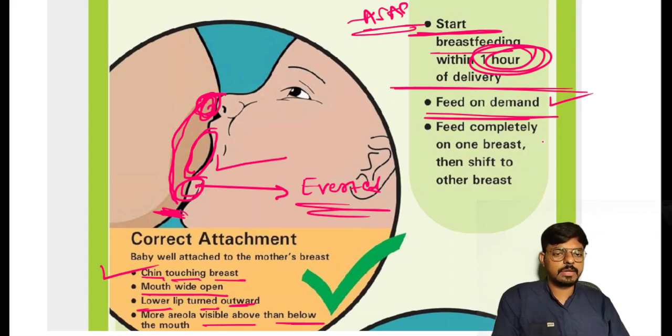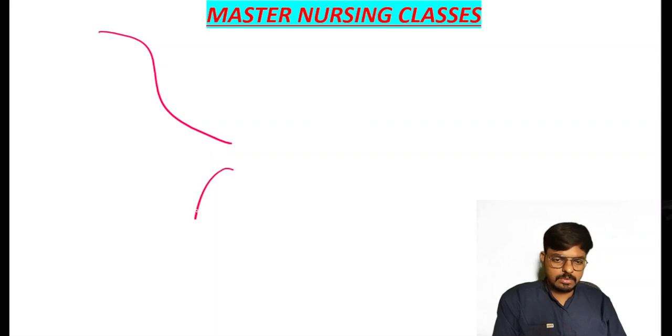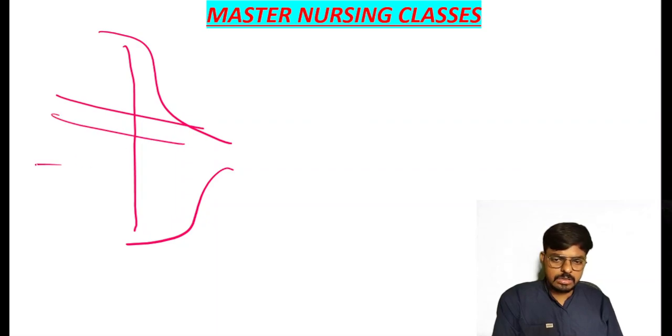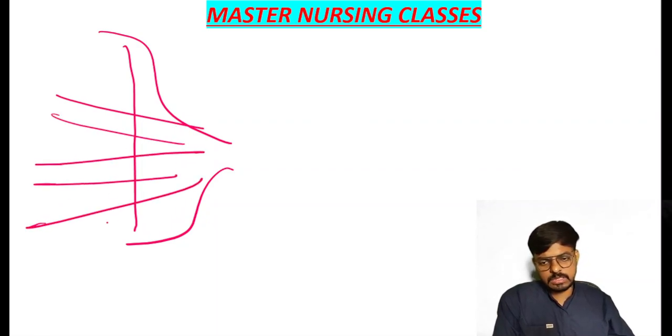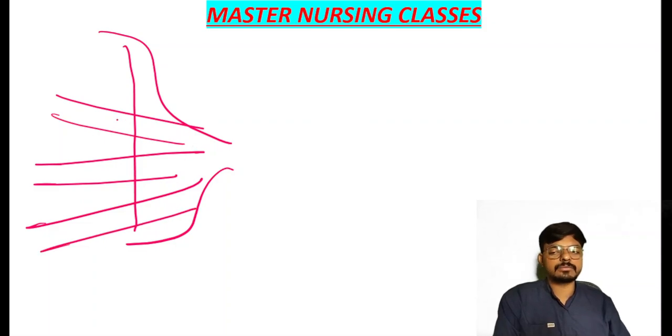Feeding should be done on the demand of the baby, and feed completely on one breast, then go to the other breast. One breast should be completely empty, then go for the other breast. What happens otherwise? Consider this is the breast, and these are the lactiferous ducts, which carry the milk from the acinous cells to the nipple. This is the nipple.